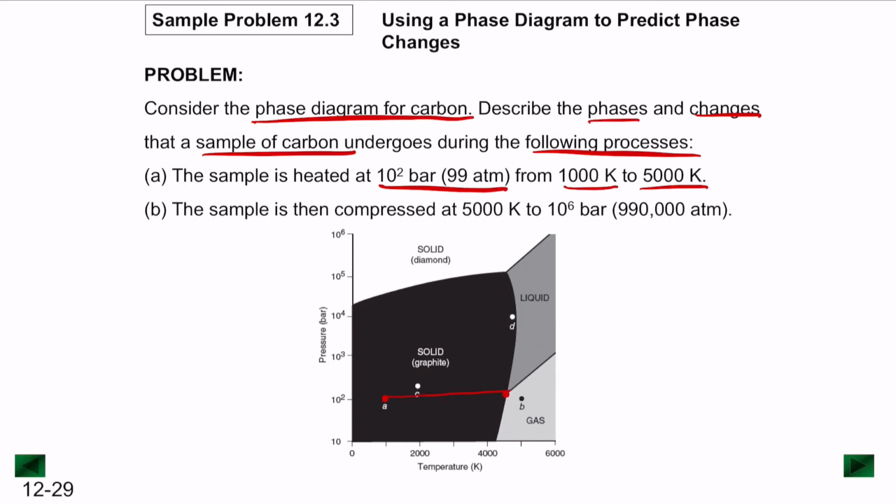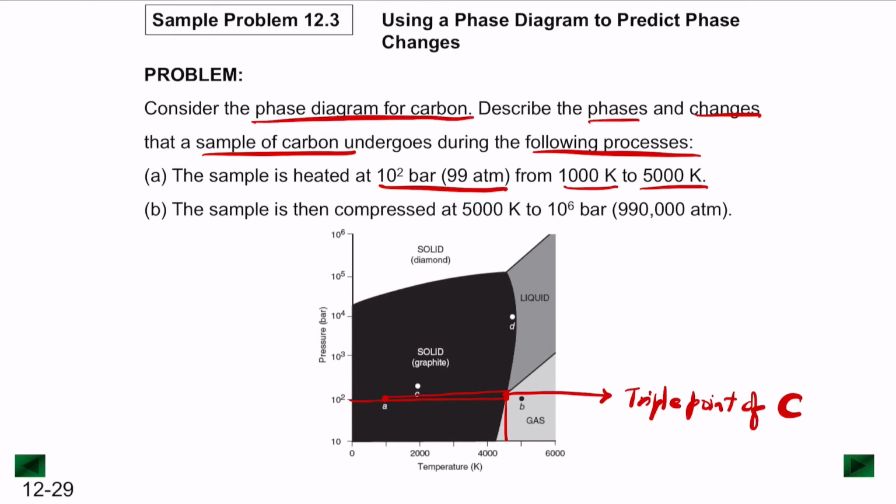So this is the phase change that is happening there. Notice that this is the point where we are starting, near the triple point of carbon, where solid, liquid and gas exist at the same time.